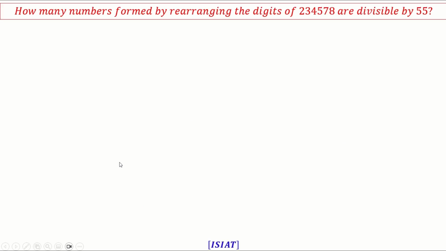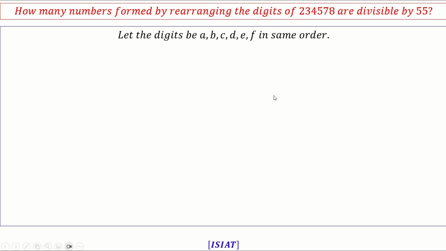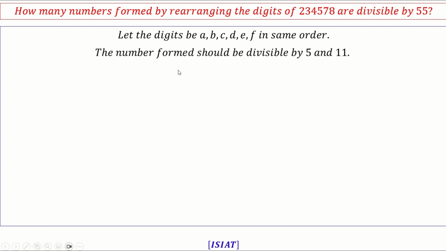How many numbers formed by rearranging the digits of 2, 3, 4, 5, 7, 8, and these numbers should be divisible by 55? So we need to apply the rule of 5 divisibility and 11 divisibility, right? So simple. Let the digits be A, B, C, D, E, F in the same order. The number should be divisible by 5 and 11, to be divisible by 55.